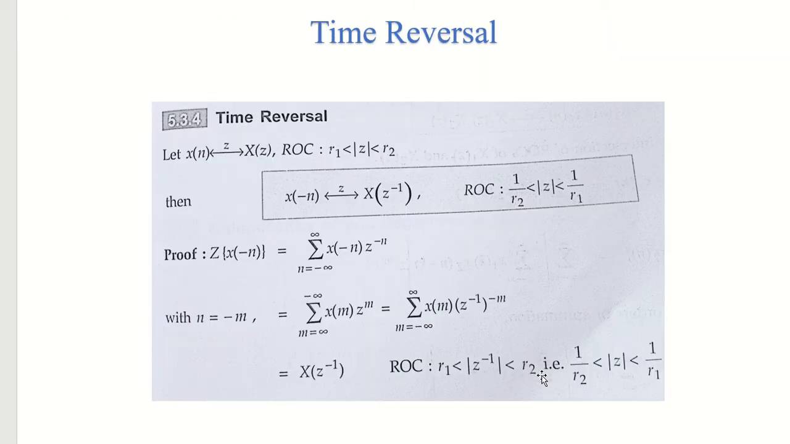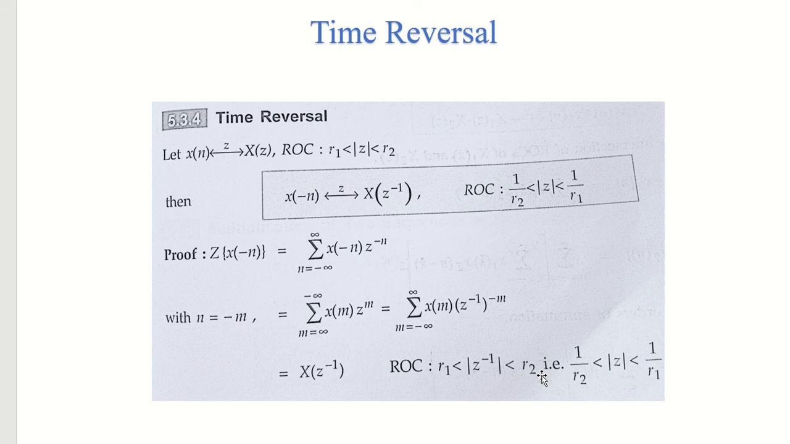Now let's see another one. This one is called time reversal. So in time reversal, what do we do? If we take the Z transform of my discrete time signal x of n, and the Z transform is X of z with ROC between R1 and R2, then whenever we take the Z transform of x of minus n, the Z transform will be X of z inverse. And not only that, but the ROC of this signal will also differ. This time the ROC will become 1 by R2 less than z less than 1 by R1.